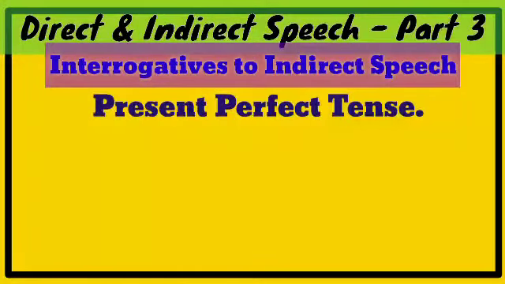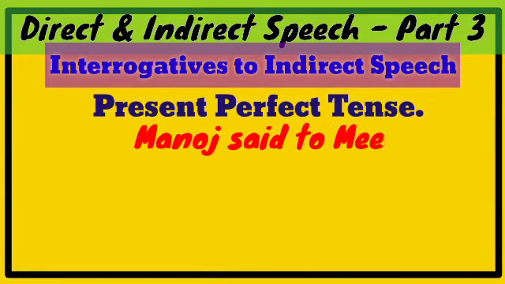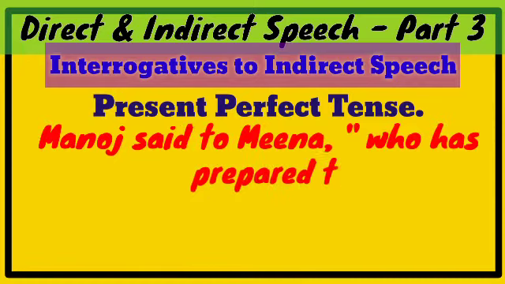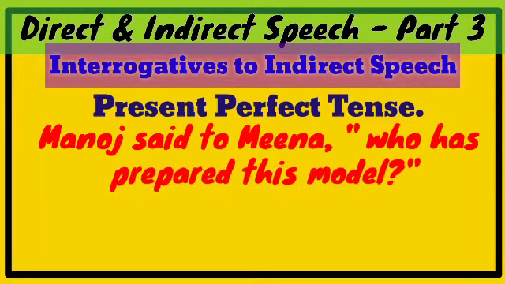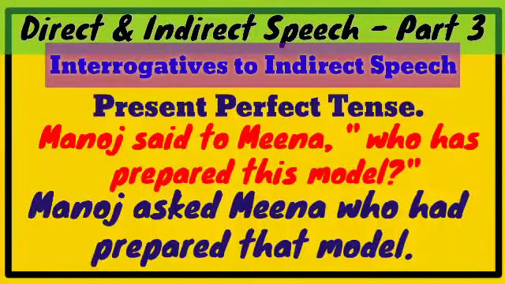Now let's see a WH question of present perfect tense. Manoj said to Meena, "Who has prepared this model?" So the question has started with a W word, that is "who". So we have to use the same question word in the indirect speech, and it is in present perfect tense. So "has" changes to "had", past perfect tense. See the answer: Manoj asked Meena who had prepared that model.